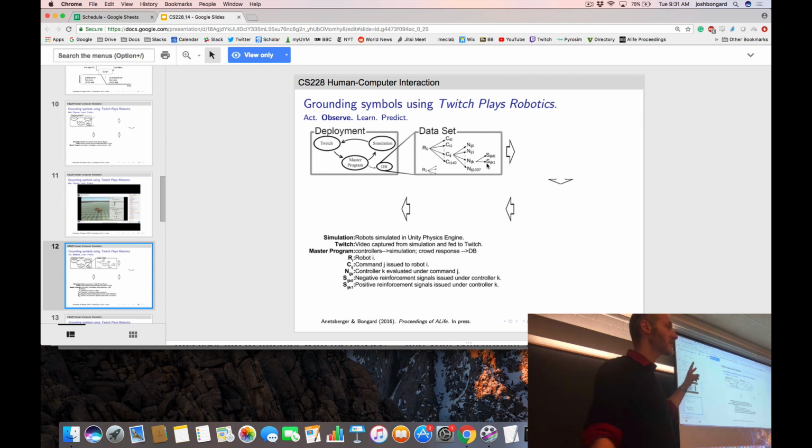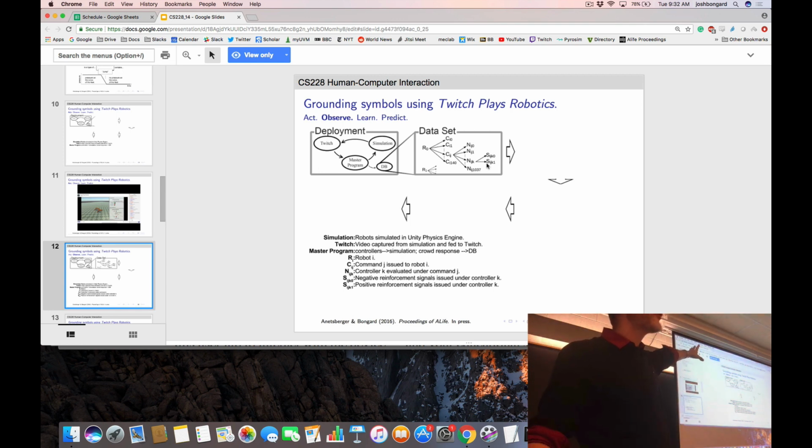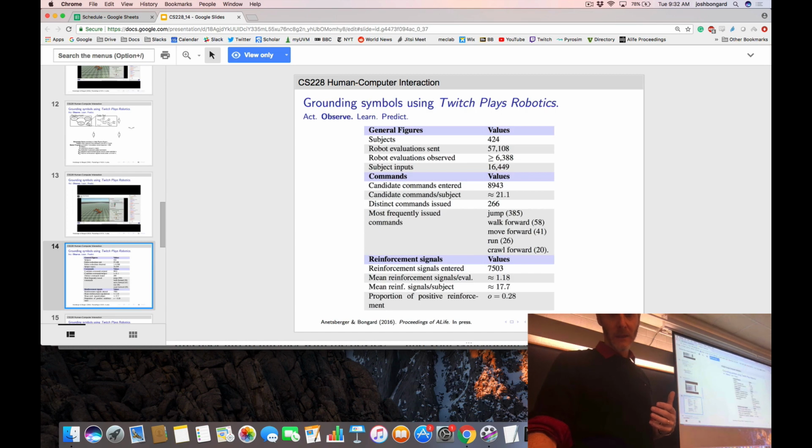We have 2 robots, a whole bunch of commands, a whole bunch of actions that these robots performed under those commands, and for each one of those actions, we got some thumbs up and some thumbs down. That's the data set. Okay, so that's the observation part here. You can think of that as the robots observing or collecting all of this stuff back from the crowd.